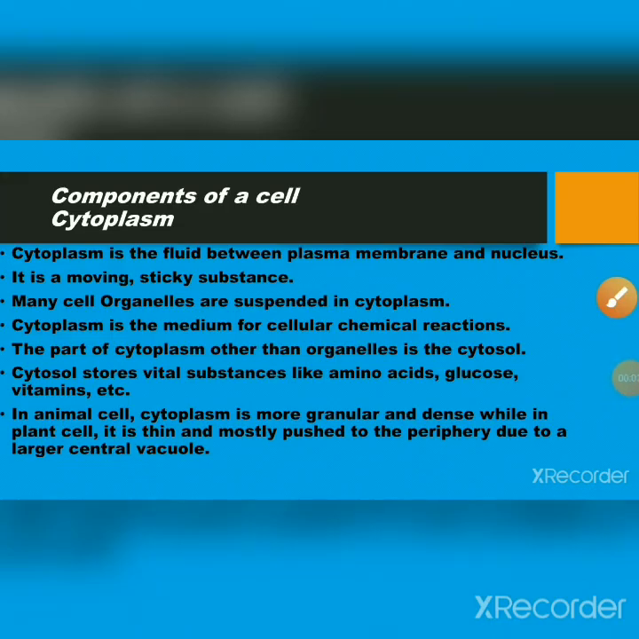Third one is cytoplasm, a fluid between the plasma membrane and the nucleus. It is a moving sticky substance. Many cell organelles are suspended in cytoplasm. Cytoplasm is a medium for cellular chemical reactions. The part of the cytoplasm other than organelles is the cytosol. The cytosol stores vital substances like amino acids, glucose, vitamins, etc. In animal cells, cytoplasm is more granular and dense, while in plants it is thin and mostly pushed to the periphery due to the large central vacuole.